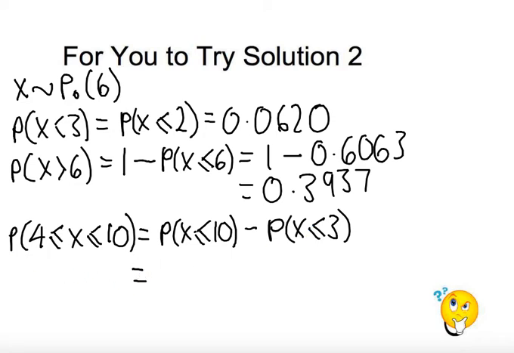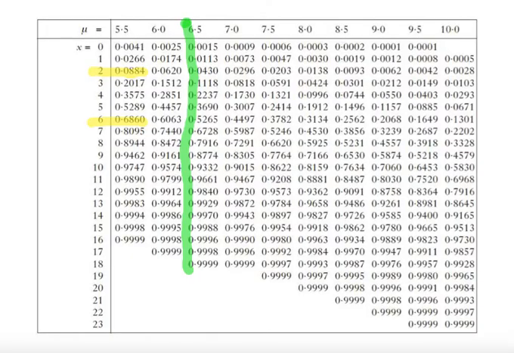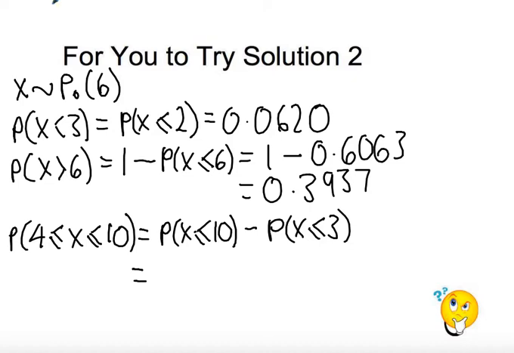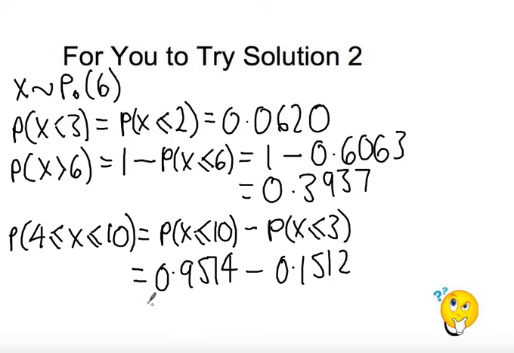So go into our tables, take a reading using a highlighter pen. So x less than or equal to 10, first of all, is 0.9574. And then probability x is less than or equal to 3 is 0.1512. Okay, so let's then finish off our work. So we get 0.9574 minus 0.1512, and so you should finally get an answer of 0.8062.